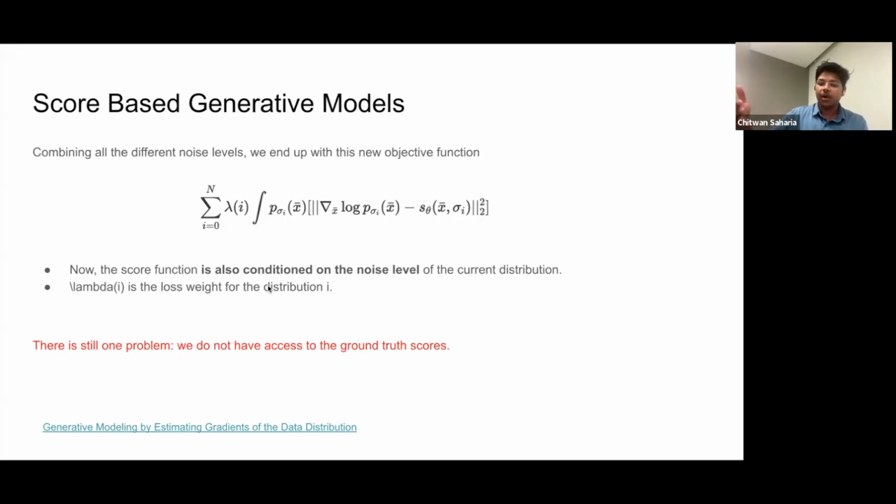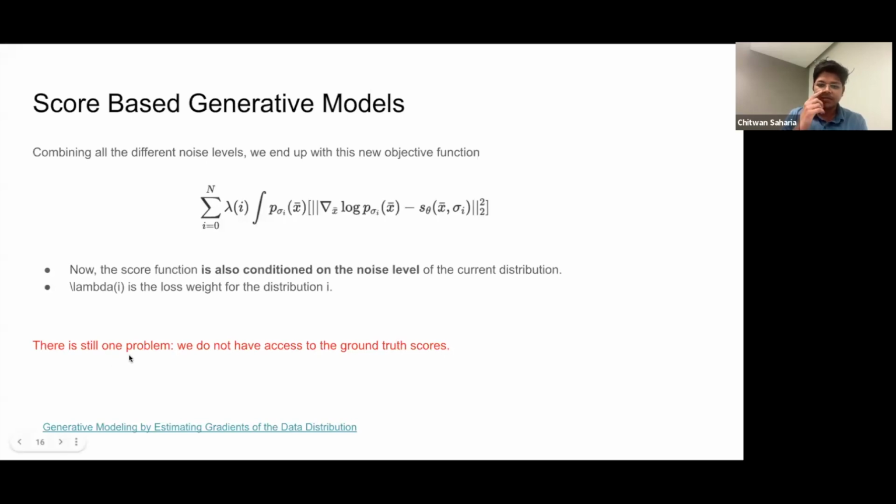Technically, you can learn different score models for different noise levels, and that is maybe how you scale the size of these models, but generally we just share the parameters. And here lambda i is the loss weight. So basically it allows us to weigh different distributions in different ways, maybe learning the score for some distributions is easier than for other distributions, and we can decide the weights later on. I'll get back to this eventually, how we decide the weights.